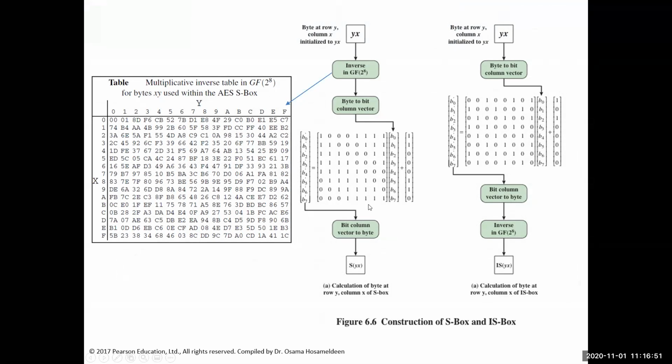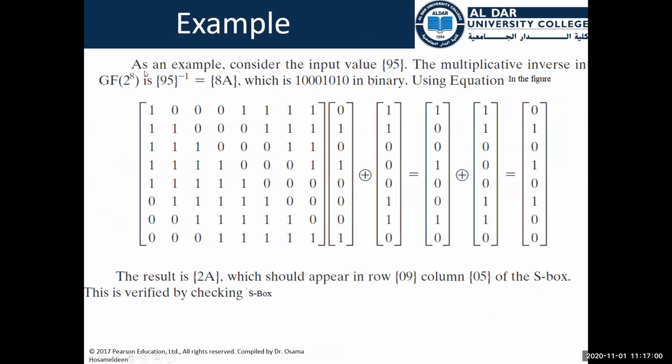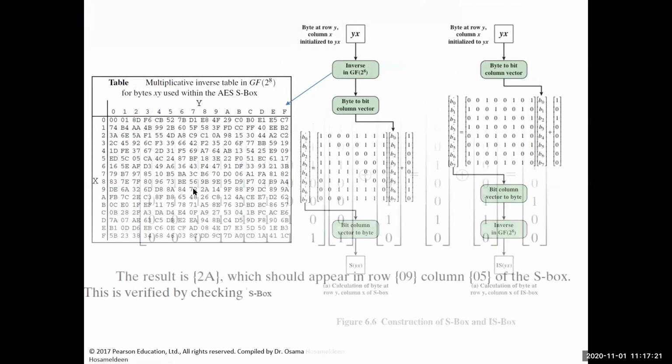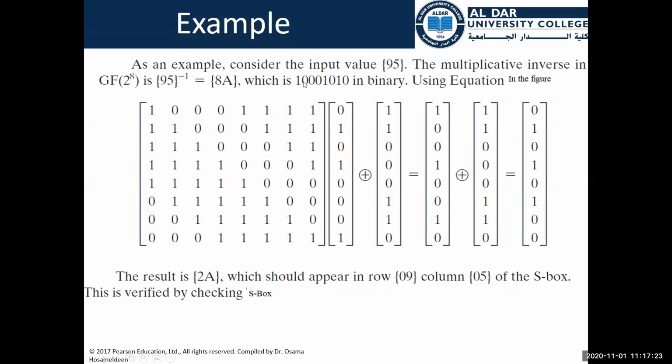But anyway, I don't want you to get into the detail. I just want you to understand how this operation is done. So for example, the input is 95. I want to convert 95 and put the corresponding value in the S box. How to do that? I get 95, I go to the inverse matrix and extract 9 and 5. 9, 5 is 8A. So I take 8A and represent it in binary.